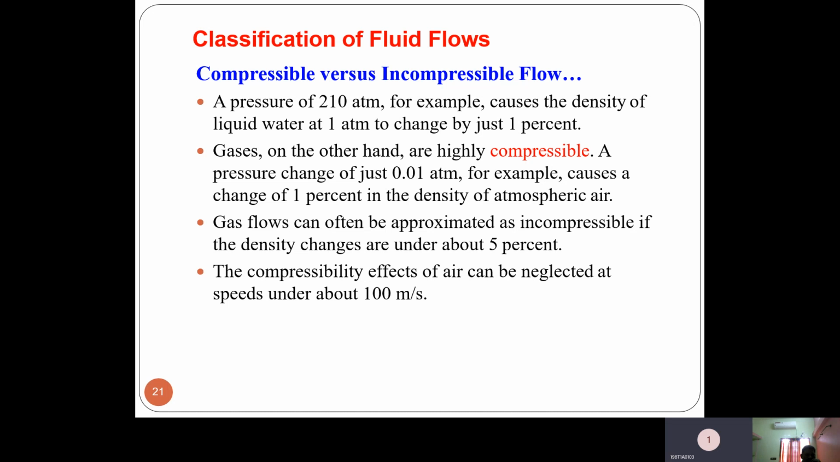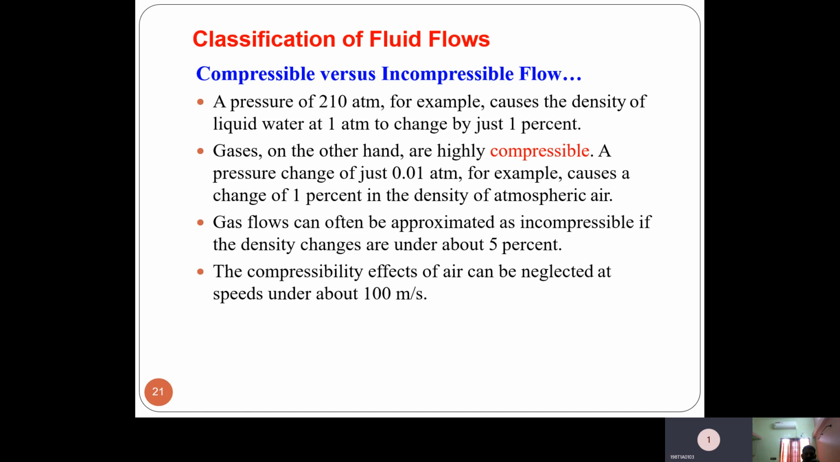Gas flow is often approximated as incompressible if the density changes are under about 5%. The compressibility effects of air can be neglected at speeds under about 100 meters per second. If the air is blowing with a speed of 100 meters per second, we can neglect the compressibility effects. Okay, come to the next slide.